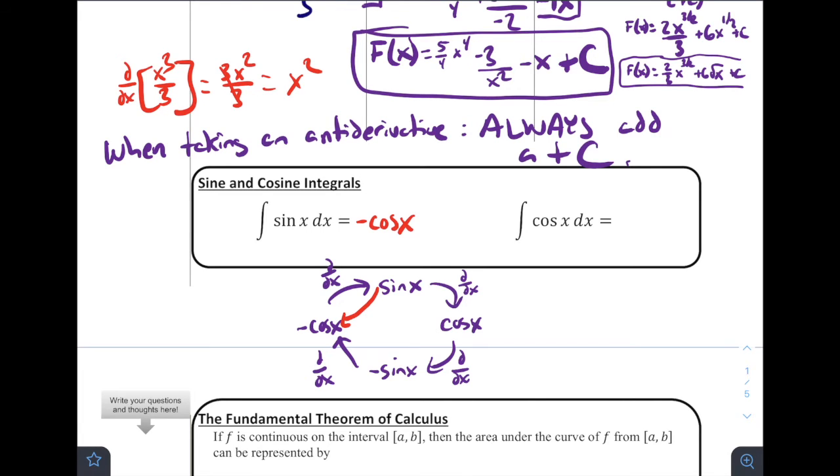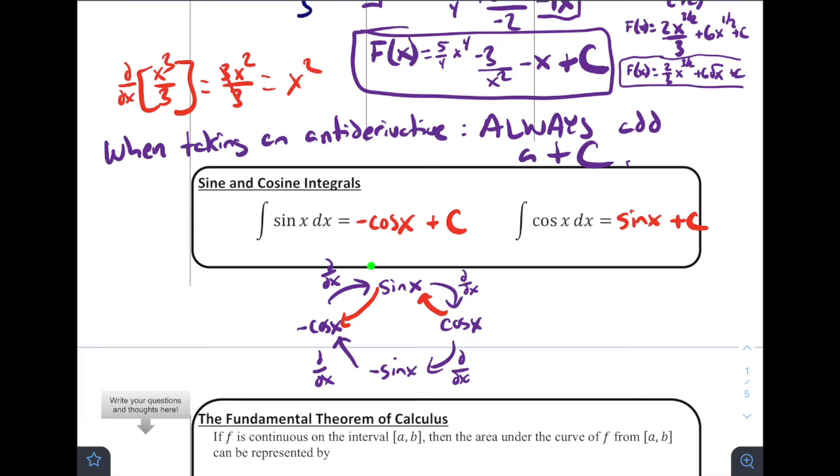And because we took an antiderivative, it's going to have a plus c there. Similarly, if I have cosine of x and I want to take the antiderivative of that, starting at cosine, I'm going to go the opposite direction. That's going to take us to positive sine of x plus c.